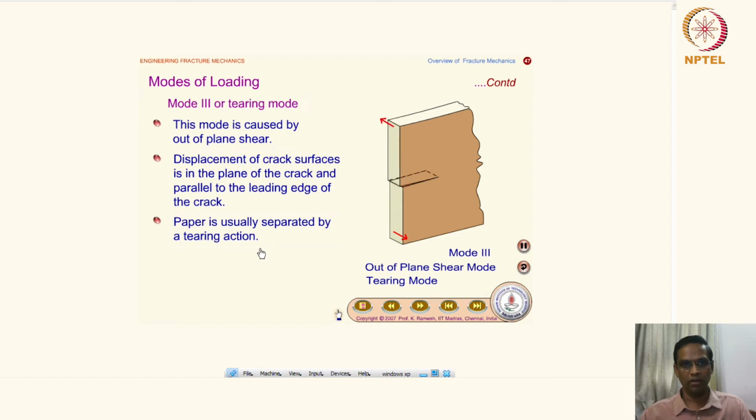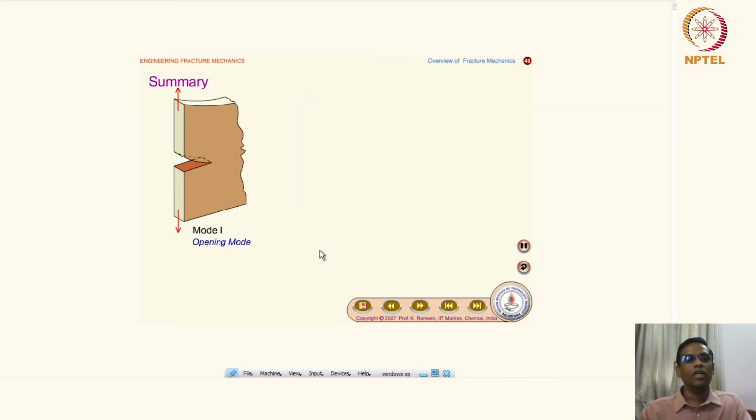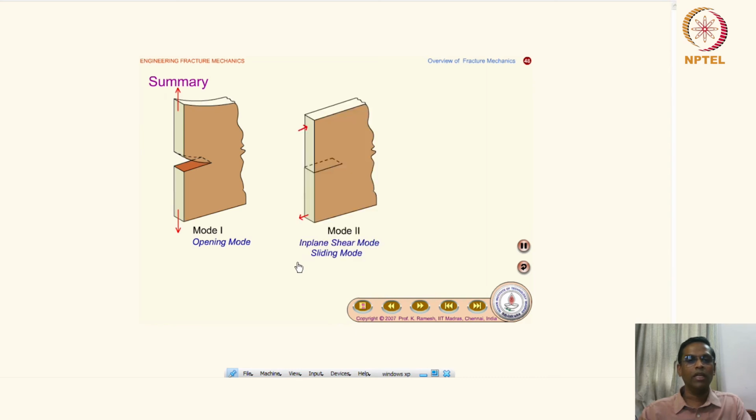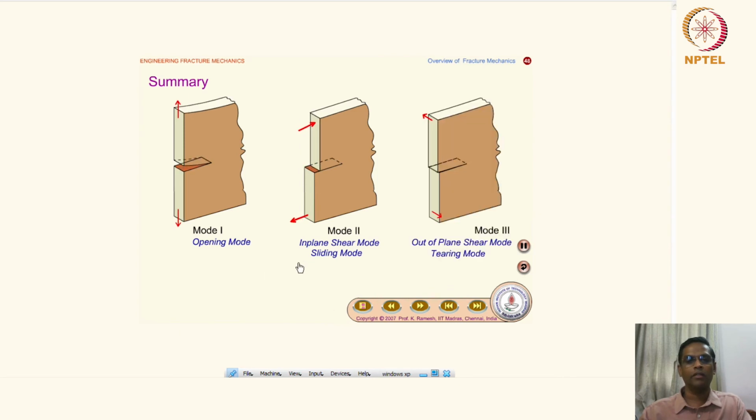We don't think of fracture mechanics when we tear the paper. But naturally, we do the tearing mode, right? So that is what is shown here. So if you look at the summary of all these three, it is mode 1, mode 2, and mode 3. They are shown in this slide just to see the difference between the animations.